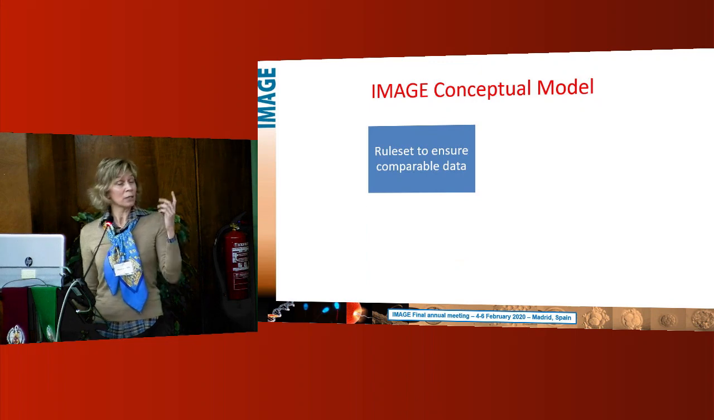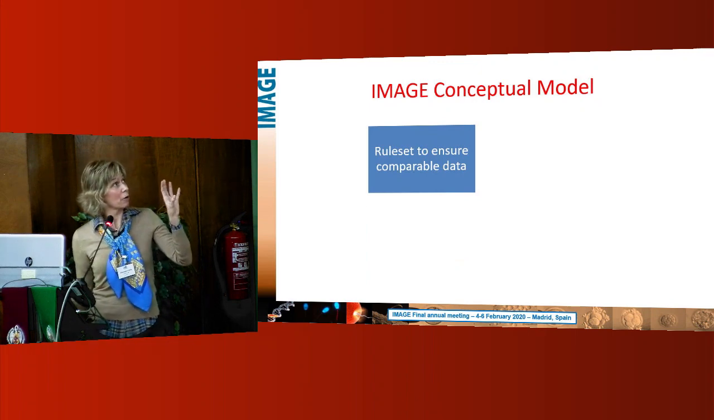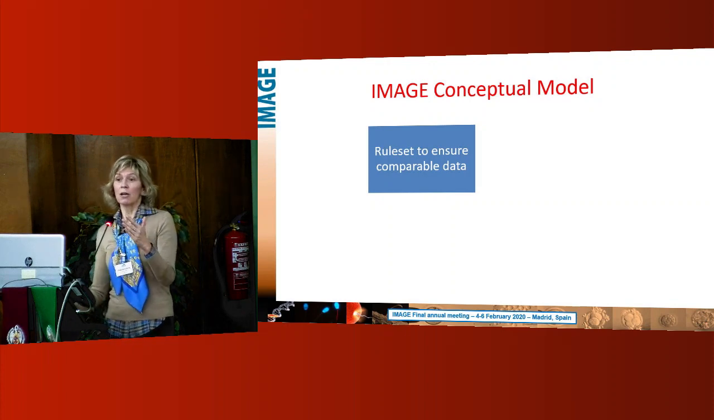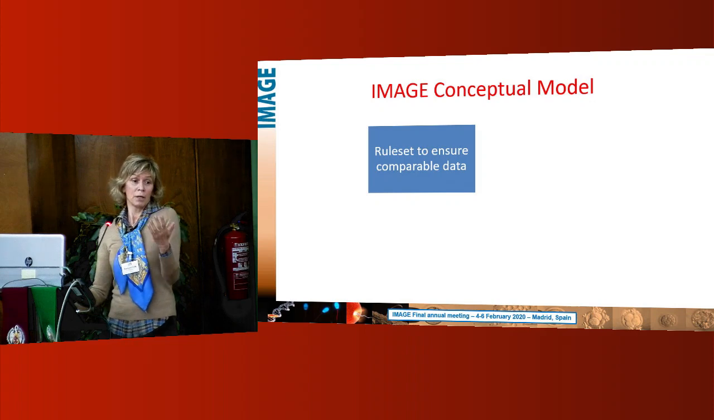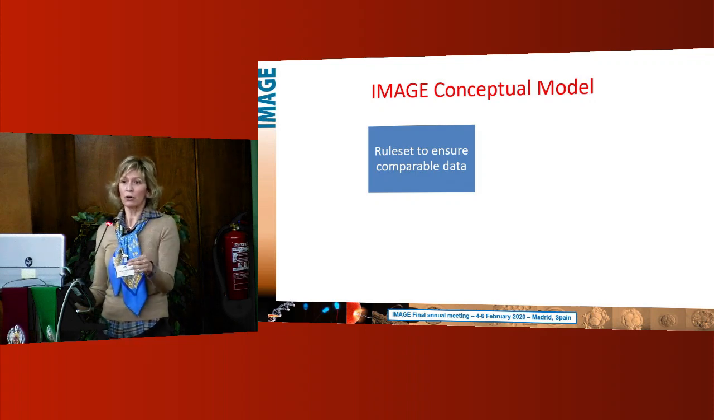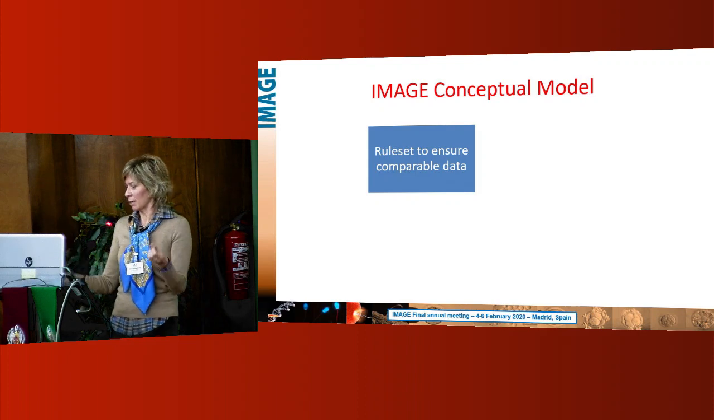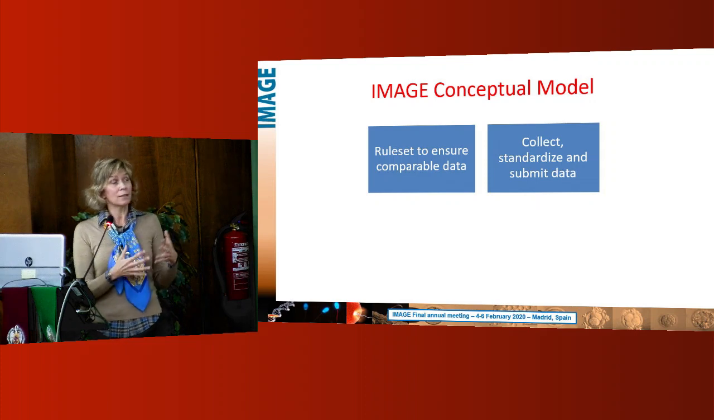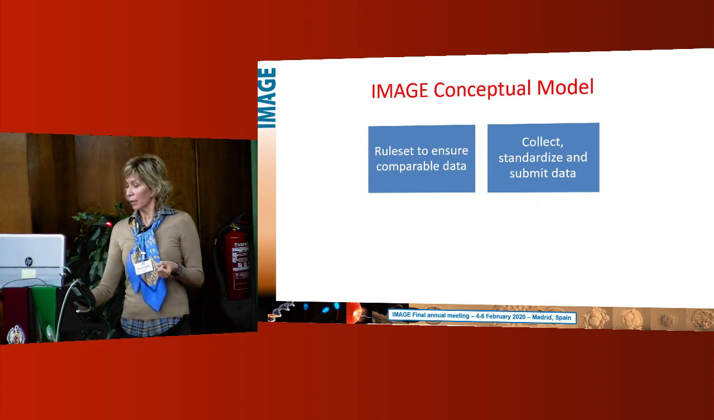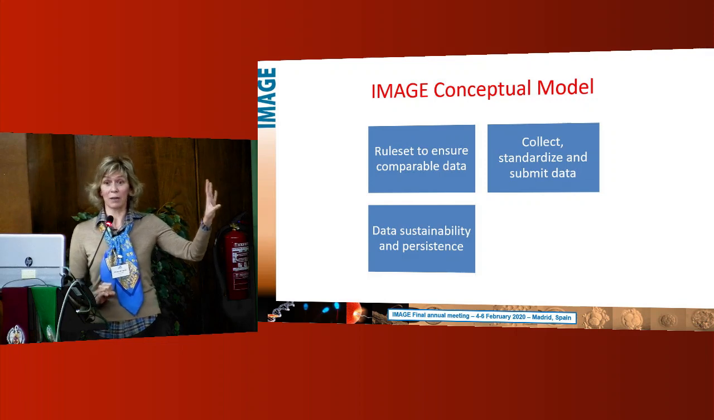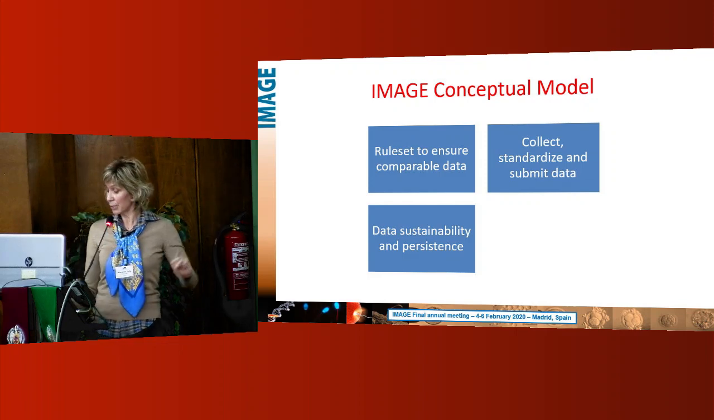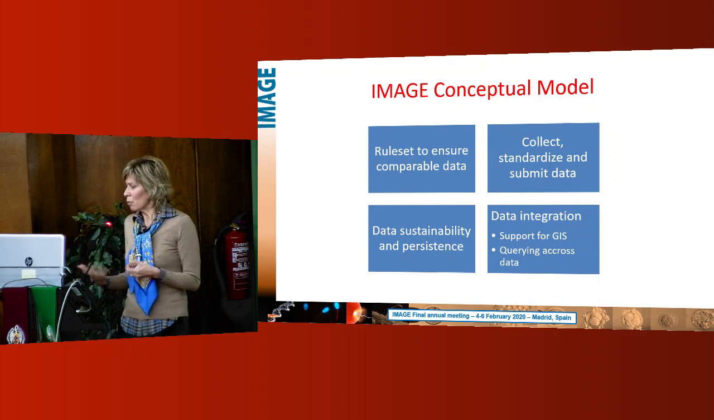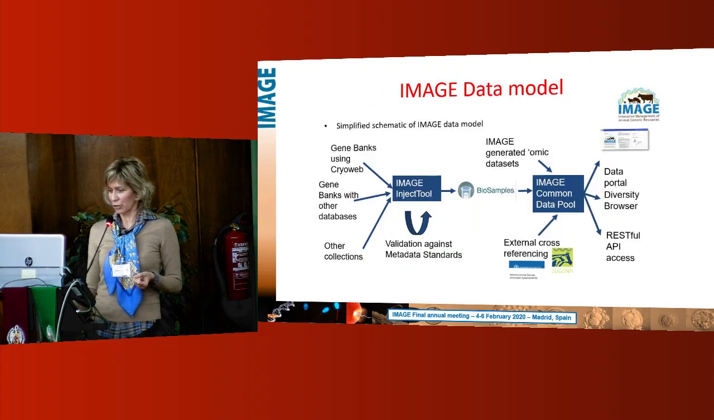So, building the conceptual model, the main blocks of importance were a rule set to ensure comparable data. We have to be strict with that. We have to be compatible with the archive that we've chosen, but also try to represent at best the collection that we are collecting data for. Collect, standardize, and submit this data. Selection of archives based on data sustainability and persistence, as well as integrating the data with support of novel technologies.